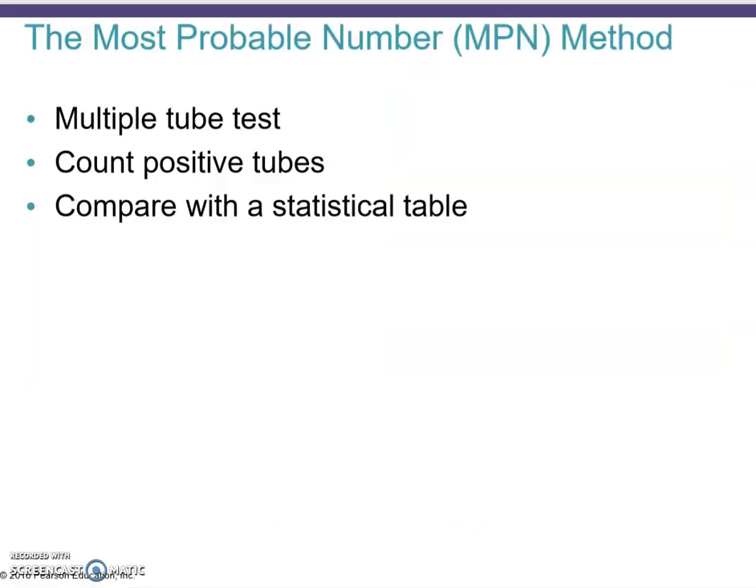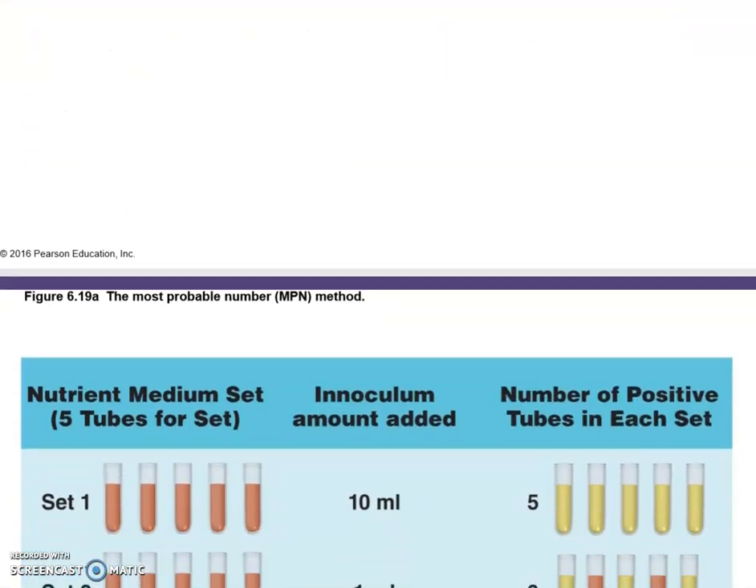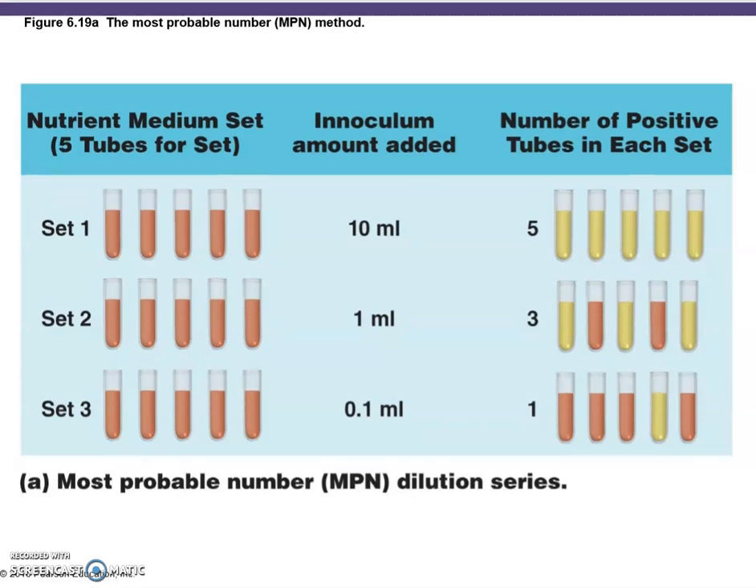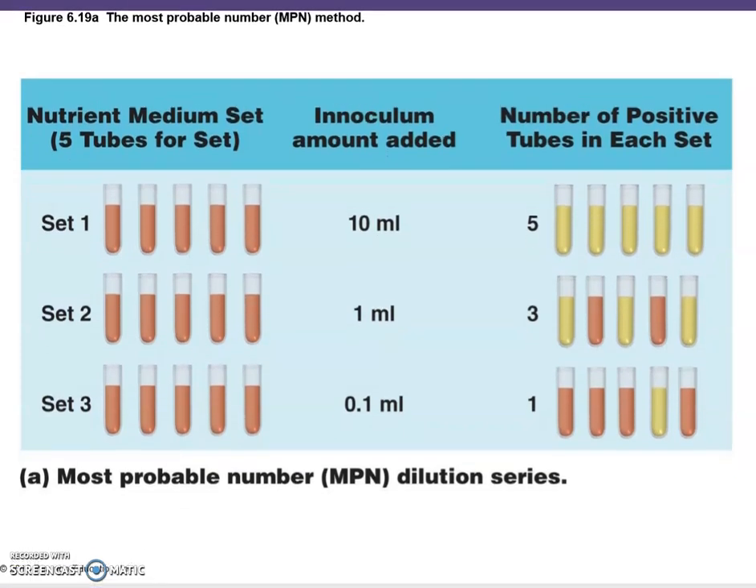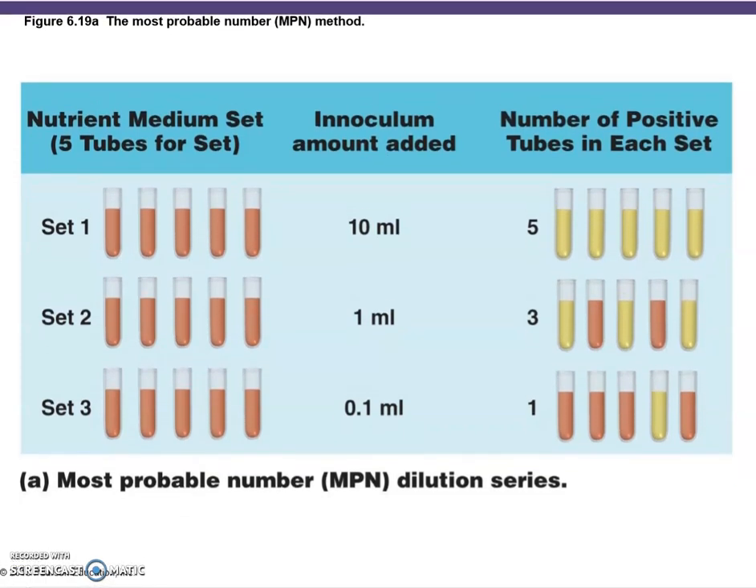The most probable number method requires multiple test tubes. You count the positive tubes, and then you compare that with a statistical table. Let me show you what that looks like. Here you have sets of 5 test tubes that you inoculate, and then you count the number of positives. Here is some growth medium that changes color when you have bacterial growth, and so the number of yellow test tubes will be counted.